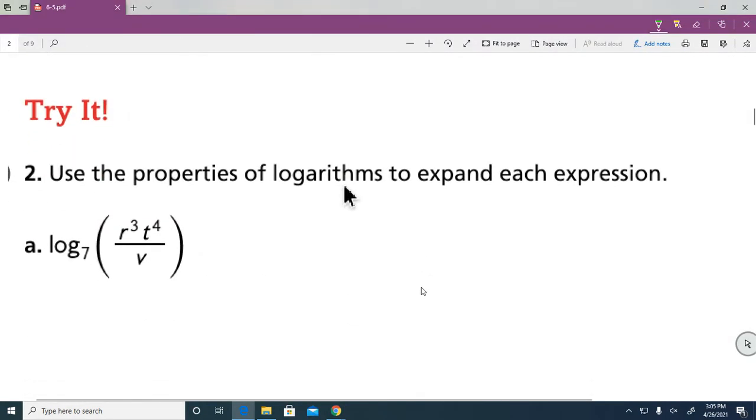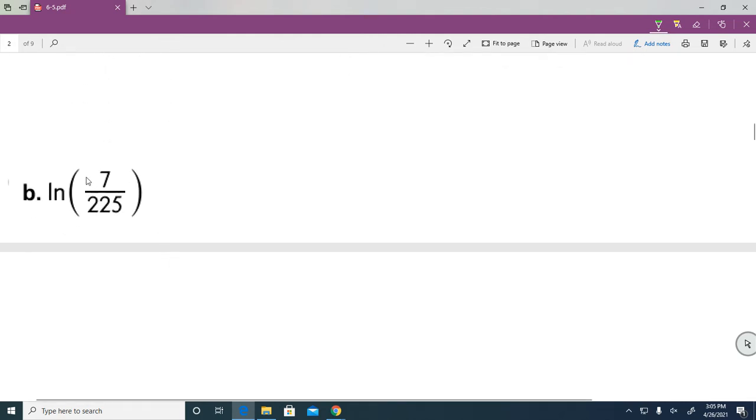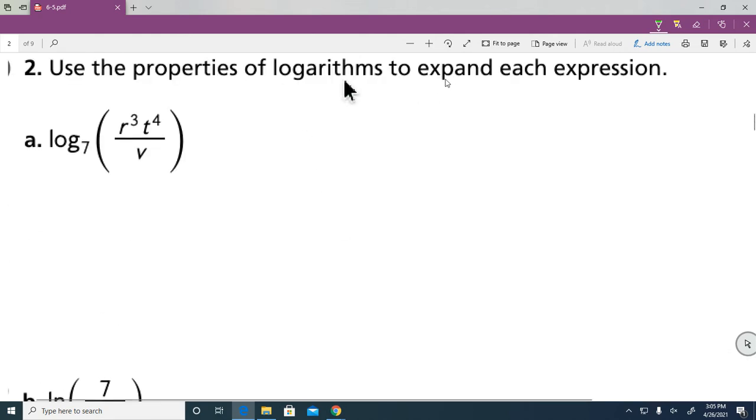So we're going to skip part A. We'll come right back to it. Let's start with part B because there's less going on in part B. So part B has got one log, and then the directions say to use the properties to expand. That means I need to change this into multiple logs.